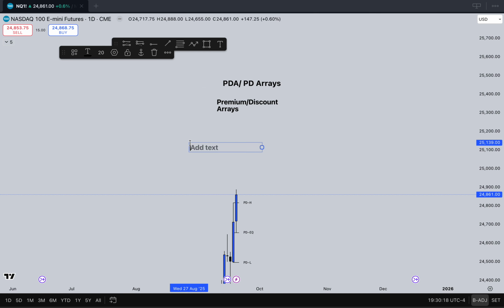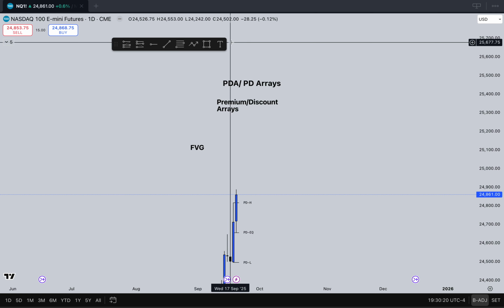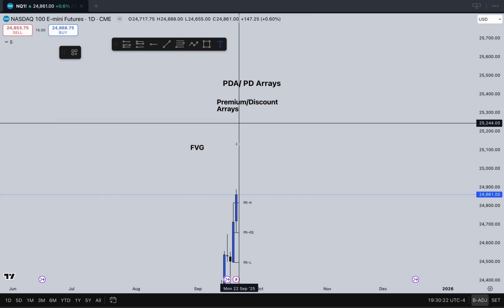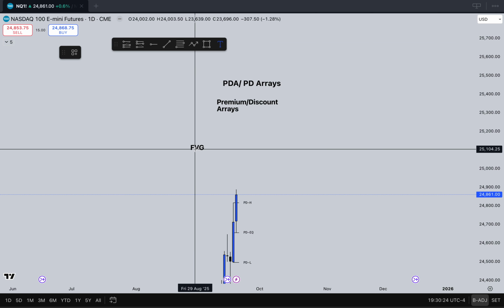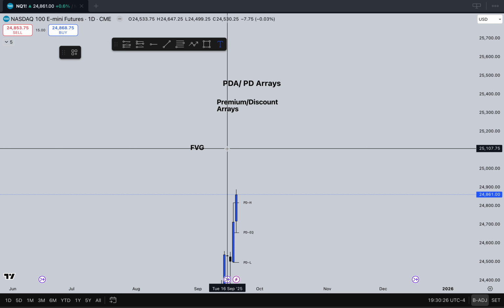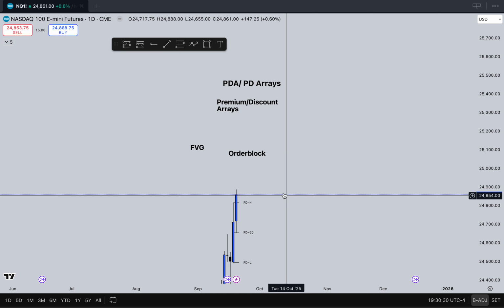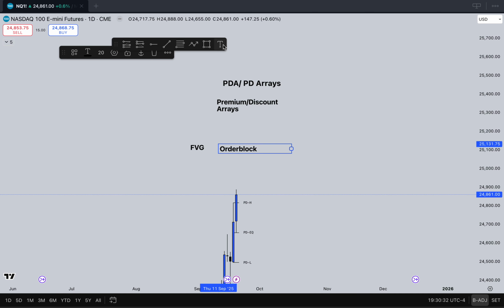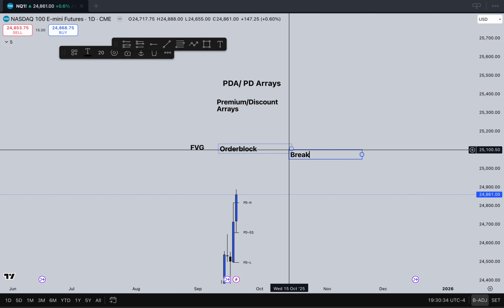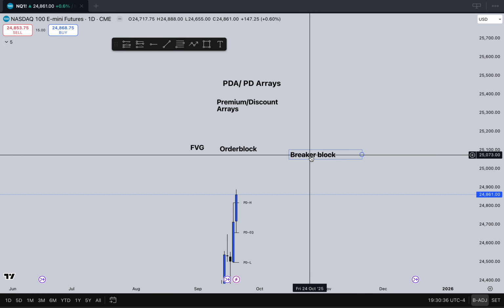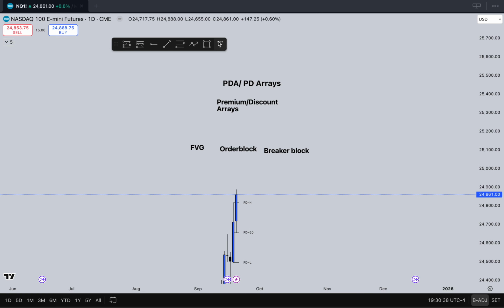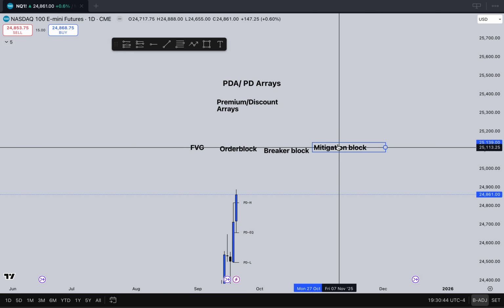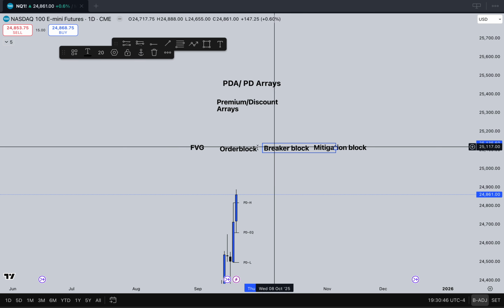This can be something like a fair value gap, FVG, imbalance, inefficiency, whatever you want to call it. It could be an order block. A PD array can be a breaker block. A PD array could also be something like a mitigation block. And there are a lot of other examples, but these are what I'm going to go over in this part.